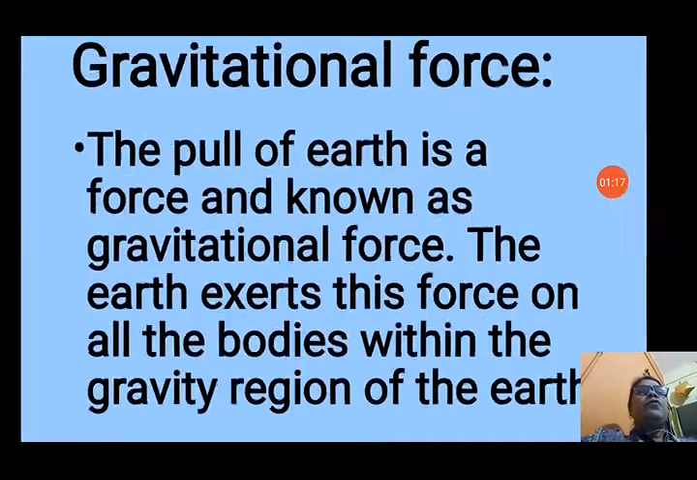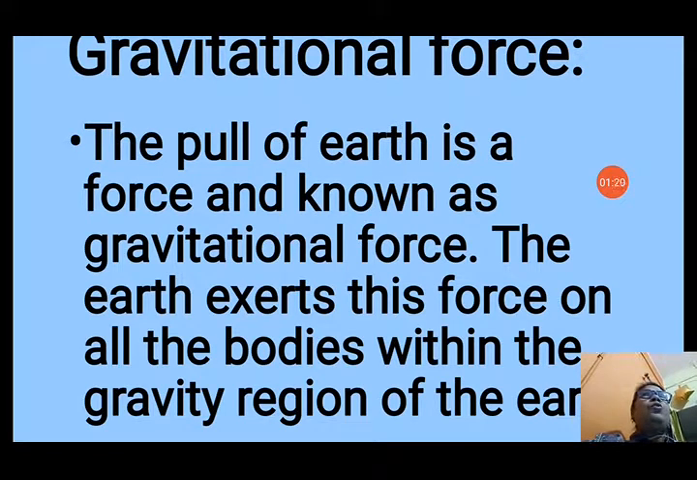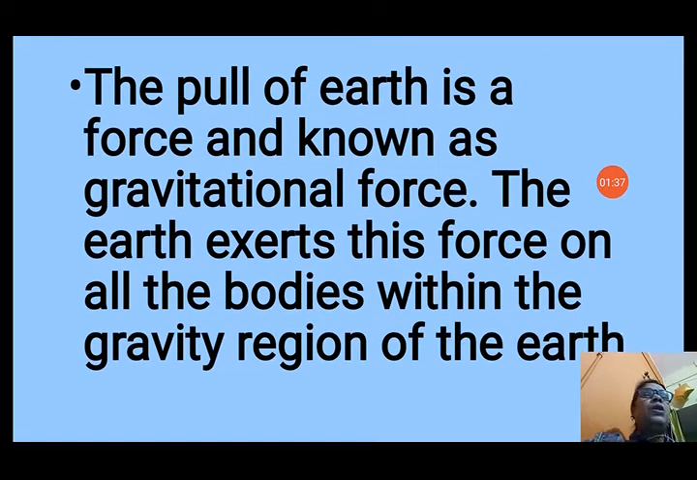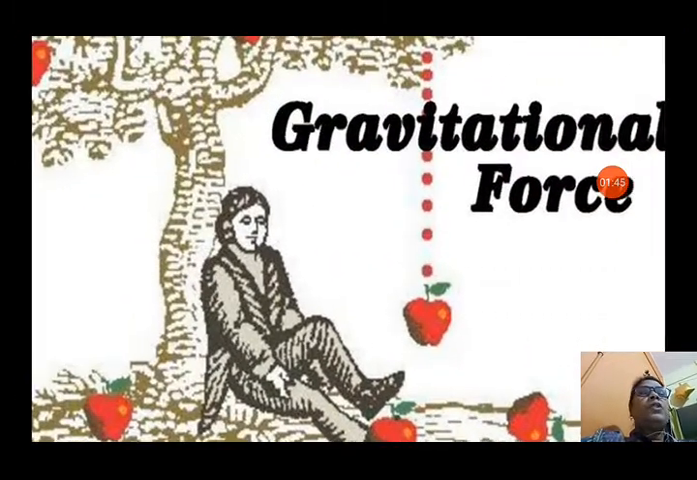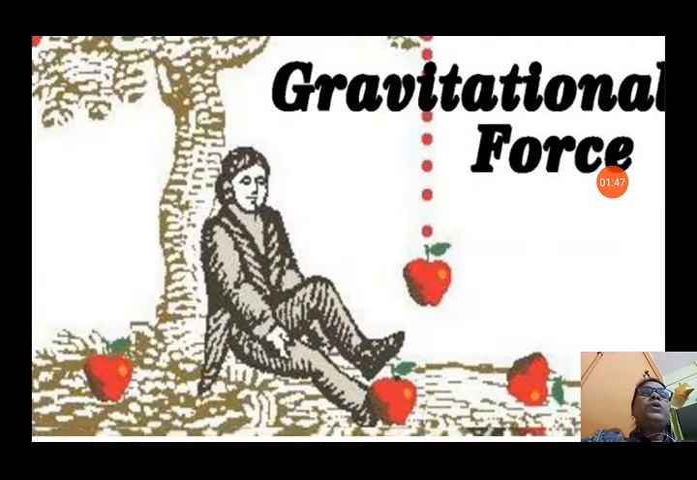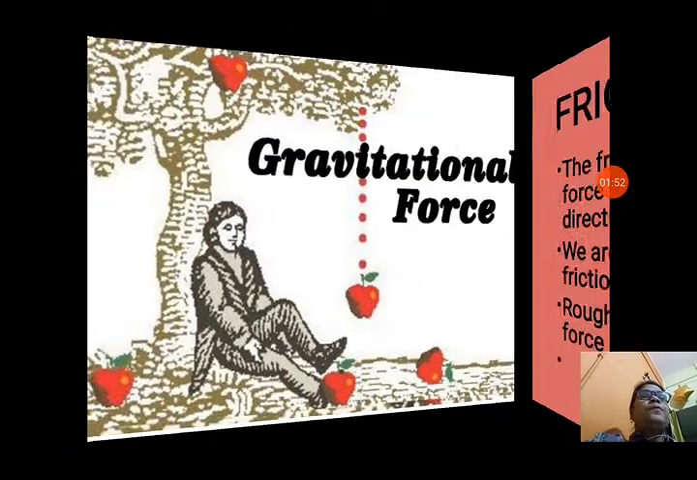Now gravitational force. You know that students, the earth pulls every object towards itself with a force. The pull of the earth is a force and is known as gravitational force. The earth exerts this force on all the bodies within the gravity region of the earth. So within the gravity region of the earth, every object is pulled by the earth, and that is known as gravitational force. You can see an apple is falling towards the ground due to the gravitational force. Every object falls towards the ground due to the gravitational force.